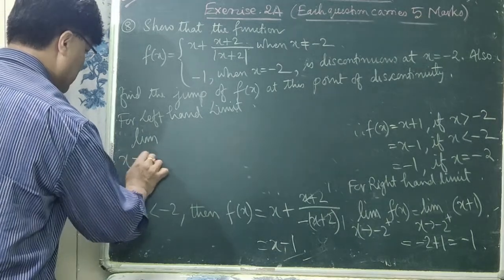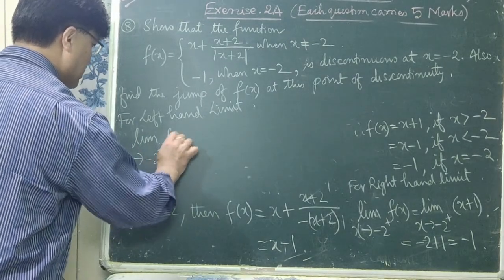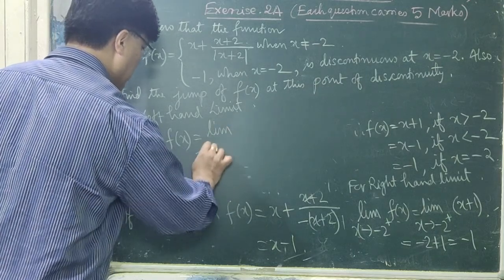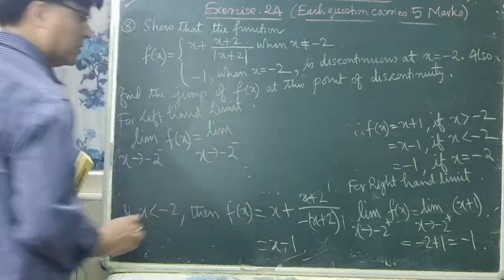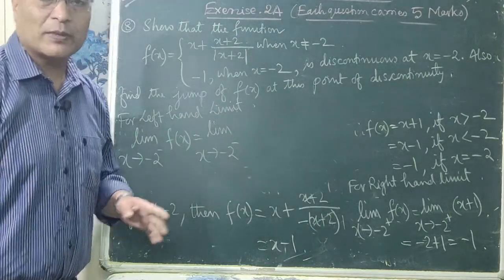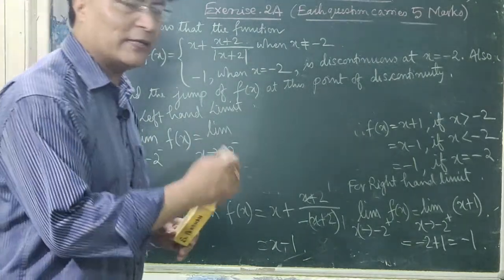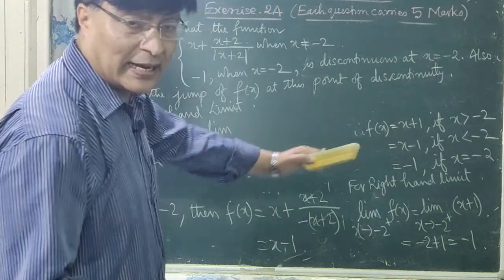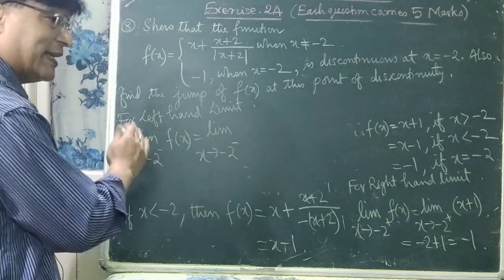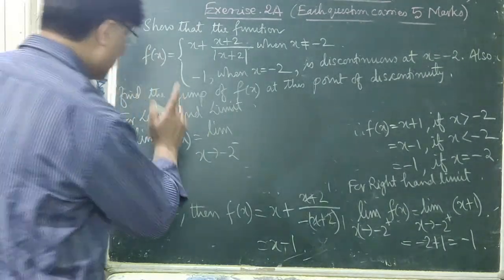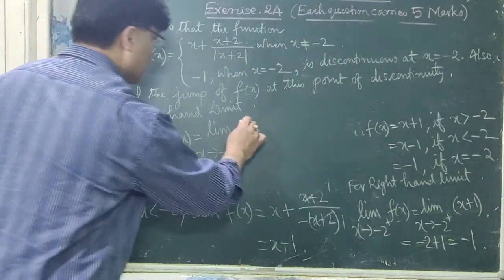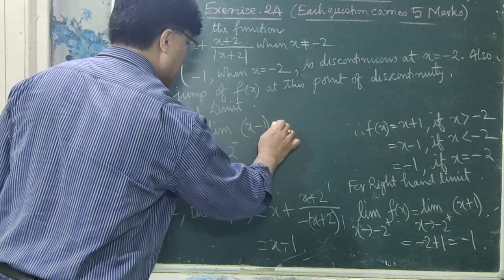limit x tends to minus 2 minus f of x is equal to limit x tends to minus 2 minus. So what is the meaning of x tends to minus 2 minus? X is approaching towards minus 2 from the left hand side, and all the values of x on the left of x is equal to minus 2 are less than minus 2. So what is the value for f of x when x is less than minus 2? It is x minus 1. So within bracket you write x minus 1.